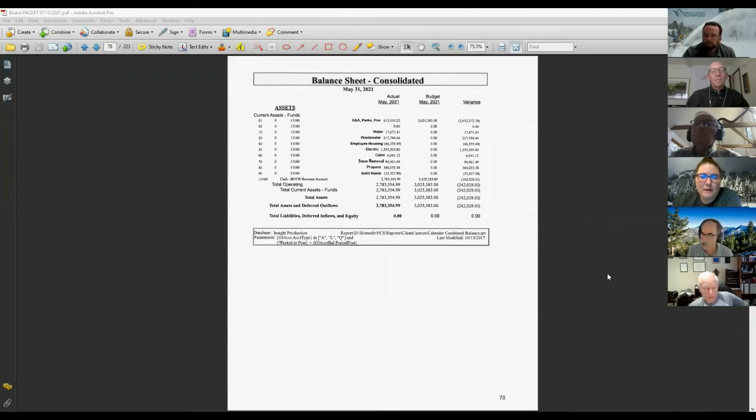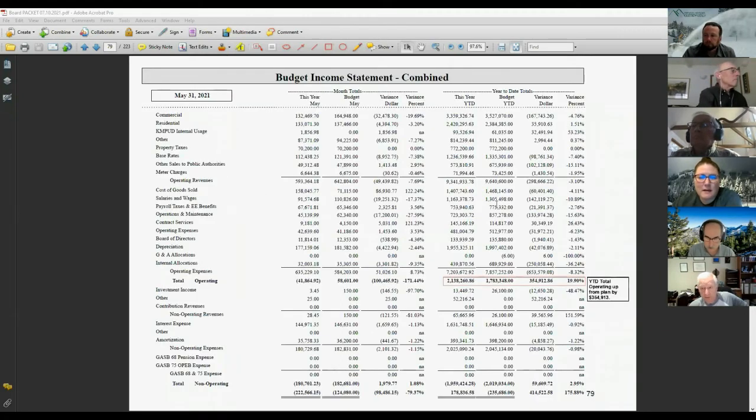Okay, moving on to the combined income statement on page 79. Operating revenues through May, we are down from plan by $298,000. Year-to-date total operating is actually up from plan by $354,000.